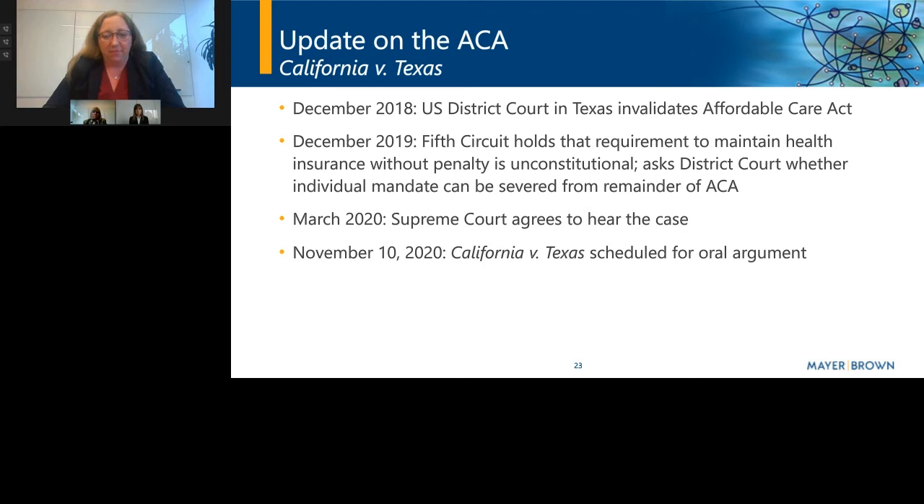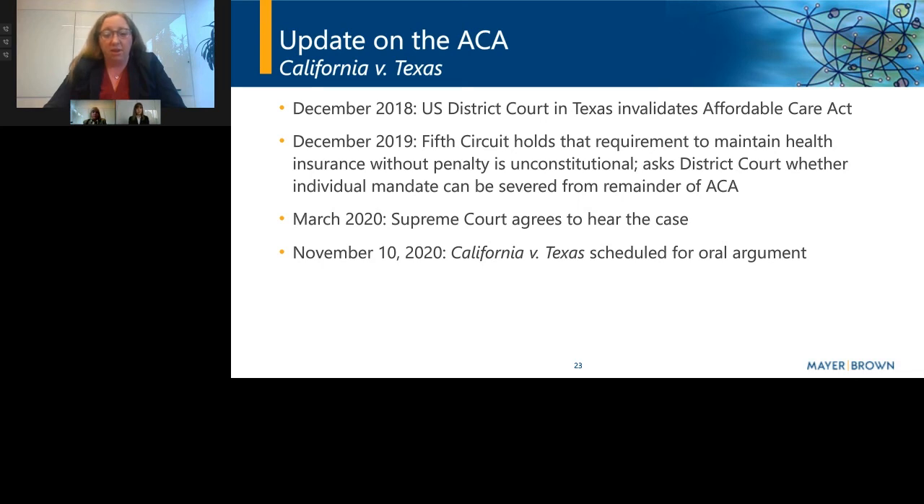The case went up to the Fifth Circuit. The Fifth Circuit agreed that the requirement to maintain health insurance without an associated tax was unconstitutional, but it remanded the case to the district court for further analysis on whether the individual mandate could be severed from the rest of the Affordable Care Act. Something that's particularly interesting here is that the federal government throughout the case generally has not defended the constitutionality of the Affordable Care Act. At times, it has argued that only the individual mandate should be found unconstitutional. At other times, it has supported the district court's decision in its entirety.